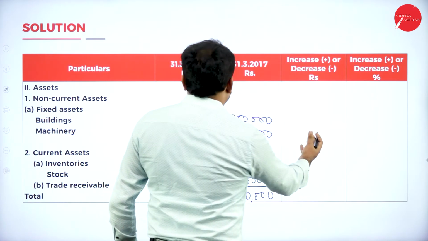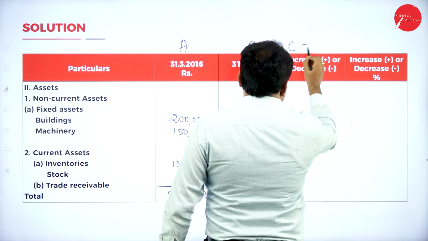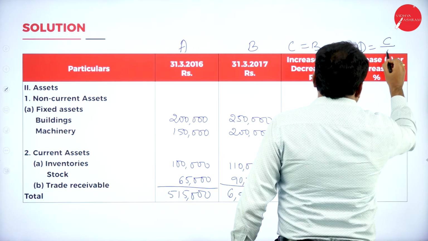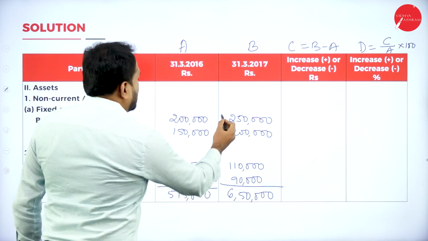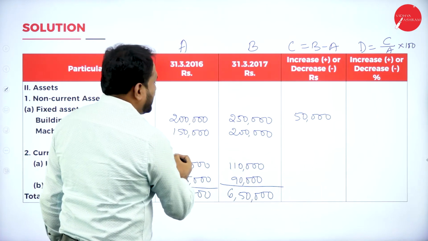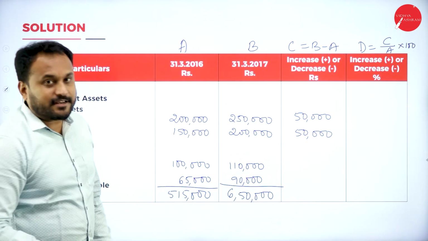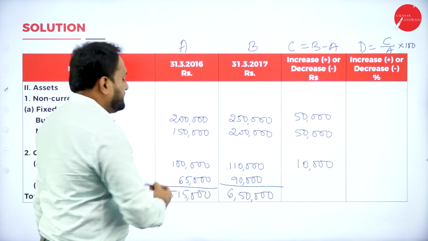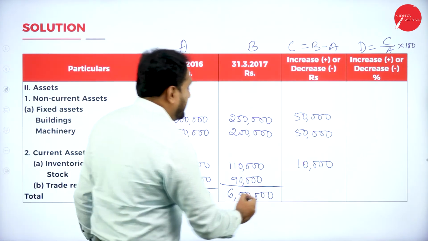Now, increase or decrease. What exactly is it? Now you denote this as A, this as B. C is equal to B minus A. And here D is equal to C by A into 100. Do this. Very easy it is. Now 2 lakh 50 minus 2 lakh is how much? 50,000. Done. 2 lakh minus 1 lakh 50 is how much? 50,000. Done. 1 lakh 10 minus 1 lakh is how much? 10,000. Next, 90,000 minus 65,000. 90 minus 65 is how much? 25,000.